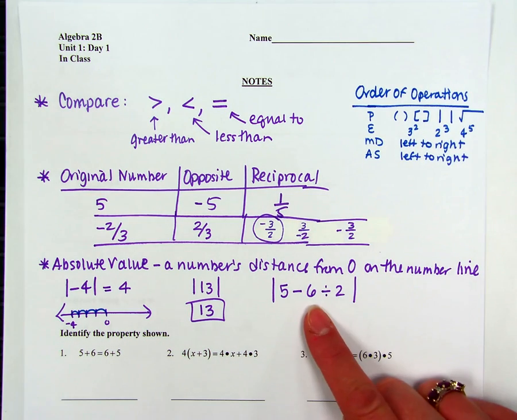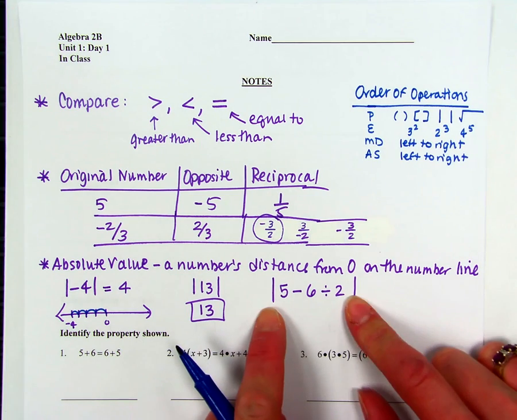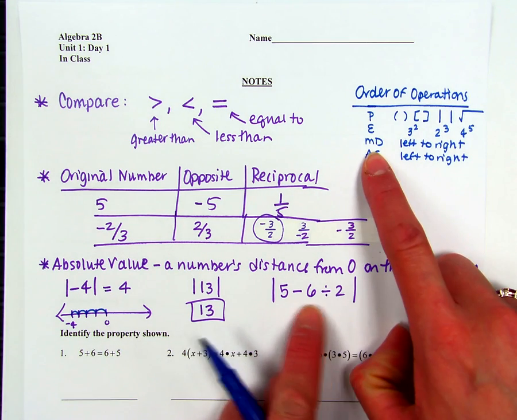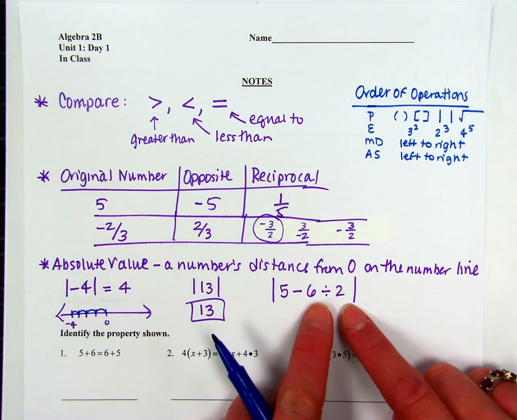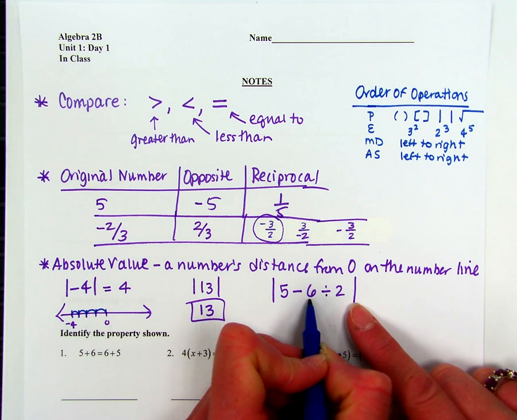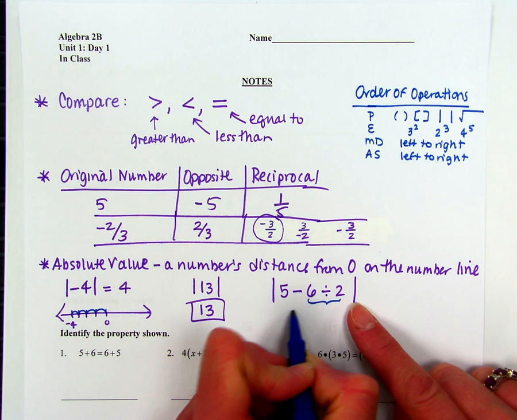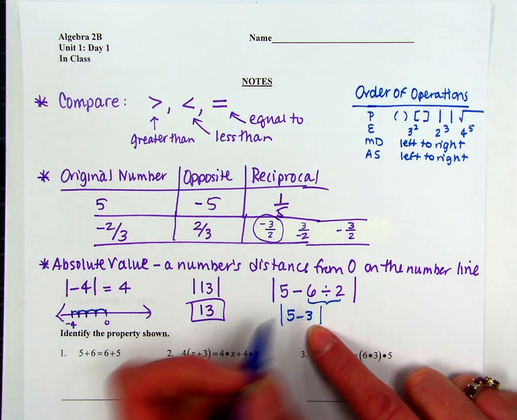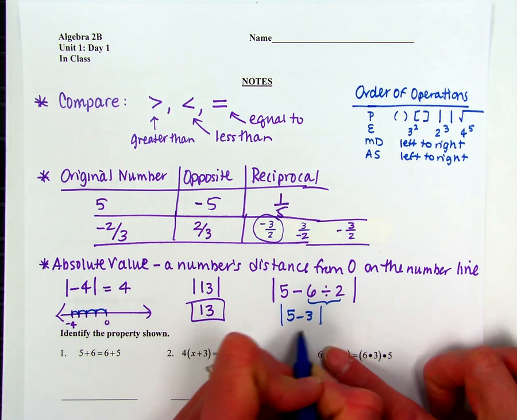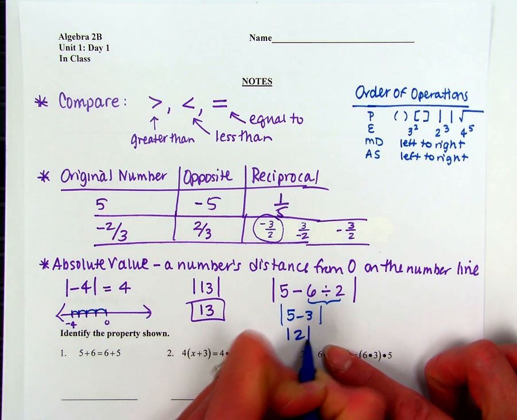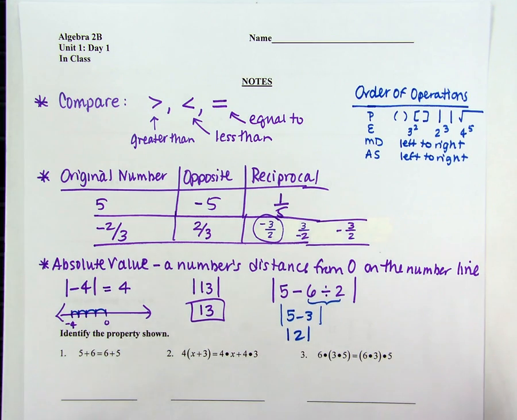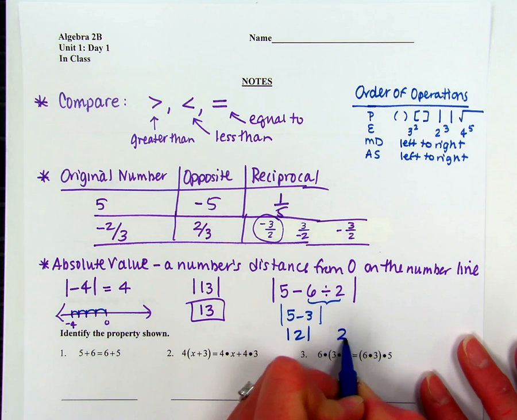Okay, so in this problem, I have a grouping symbol, I'm going to go within here. There's no exponents. And then I don't see any multiplication, but I do see division, so you need to do this first. So we've got 6 divided by 2, that's 3. Then you still need to do 5 minus 3, which is your addition and subtraction. So you got absolute value of 2. So now it's asking you, what is the absolute value of 2? How far away is 2 from 0 on the number line? And the answer is 2.